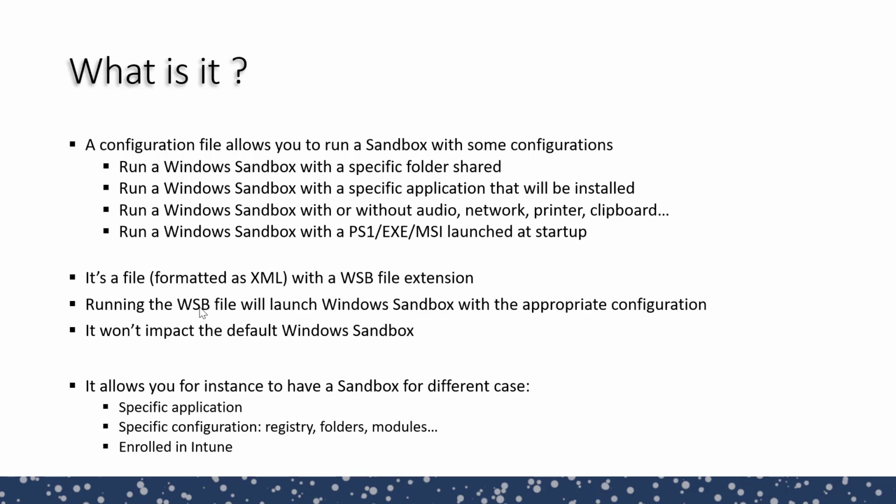By default, when you run a Windows Sandbox, there is nothing in it, no software installed, no shortcut, etc. You can use a configuration file to run, for instance, a Windows Sandbox with a specific folder shared from your host computer to the Windows Sandbox, run a sandbox with a specific application installed directly when you run Windows Sandbox, run a sandbox with or without audio, network, printer, clipboard, meaning you can share your printer from your host computer to the Windows Sandbox, or not share it, and you can also enable network sharing from your host to Windows Sandbox and also disable it.